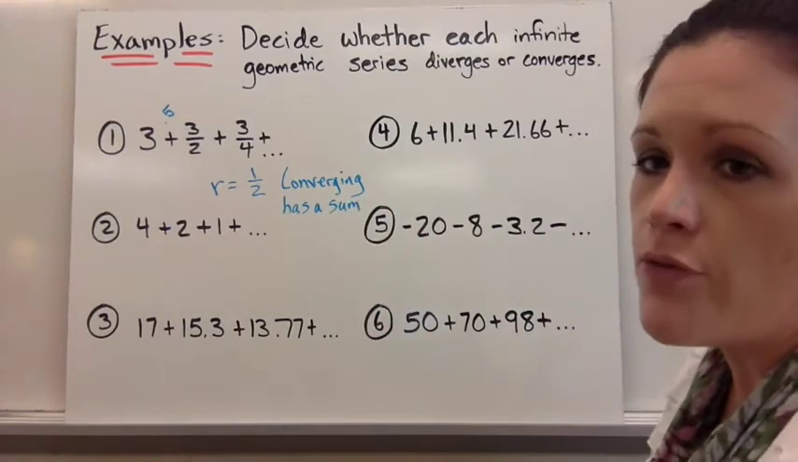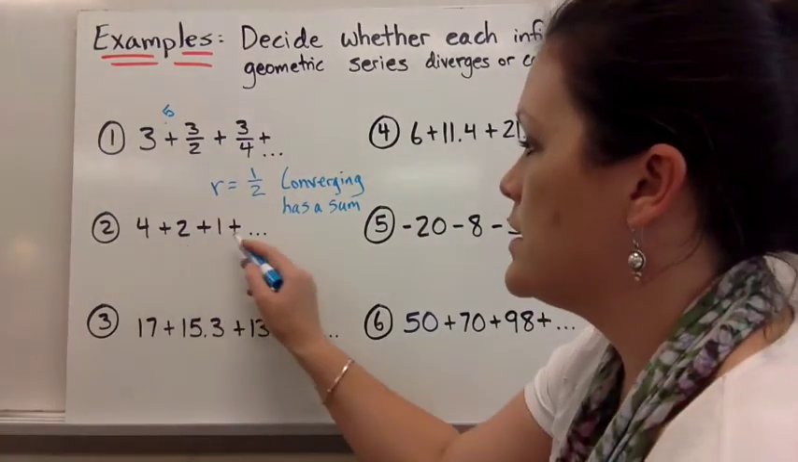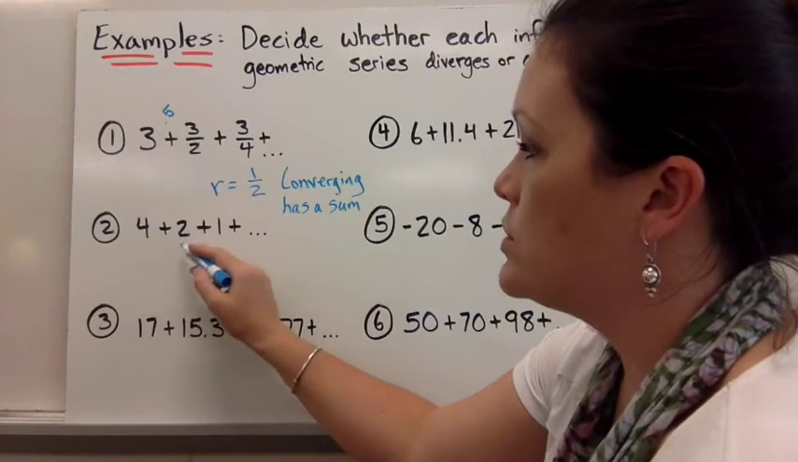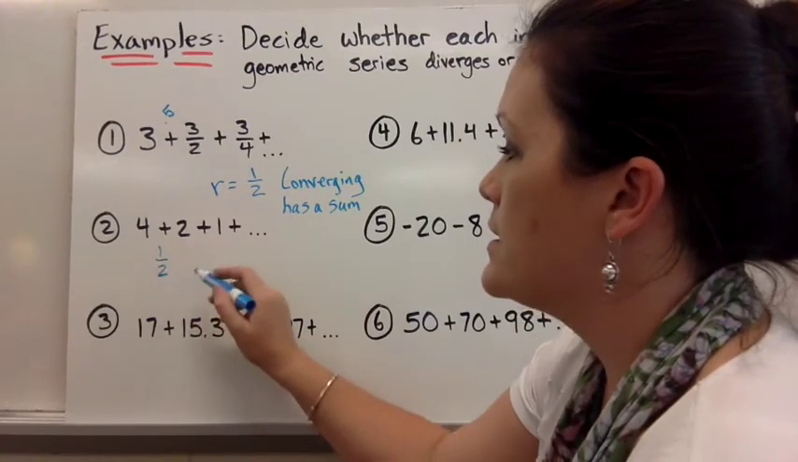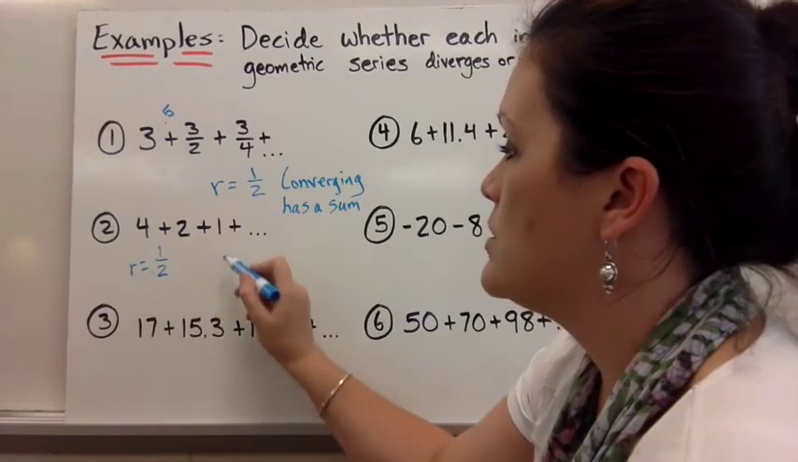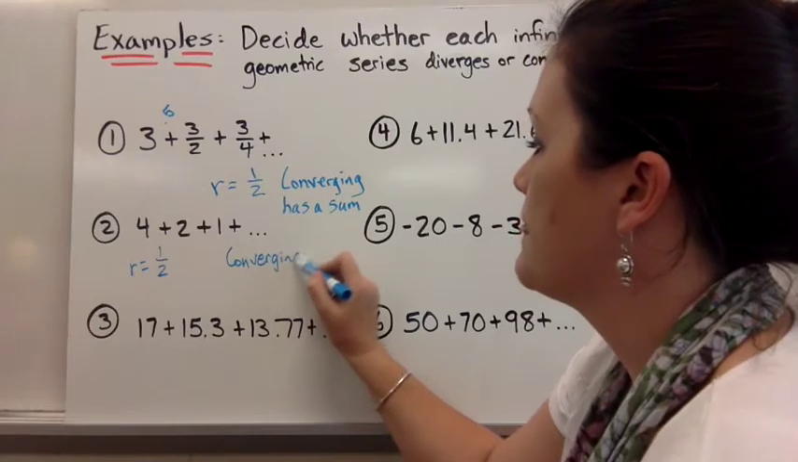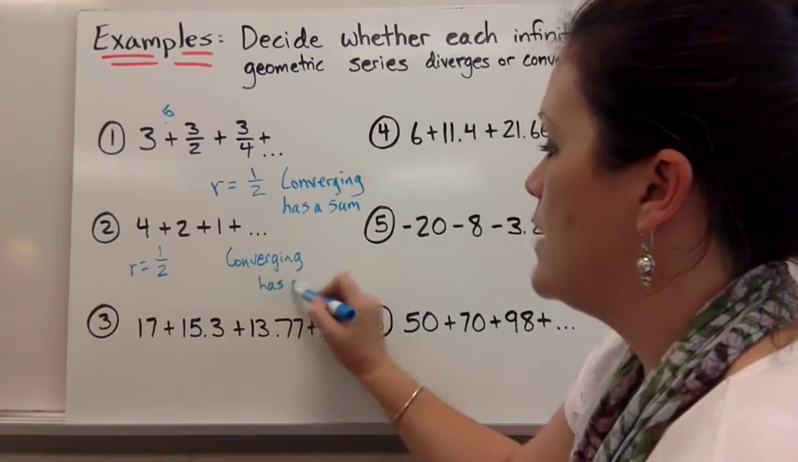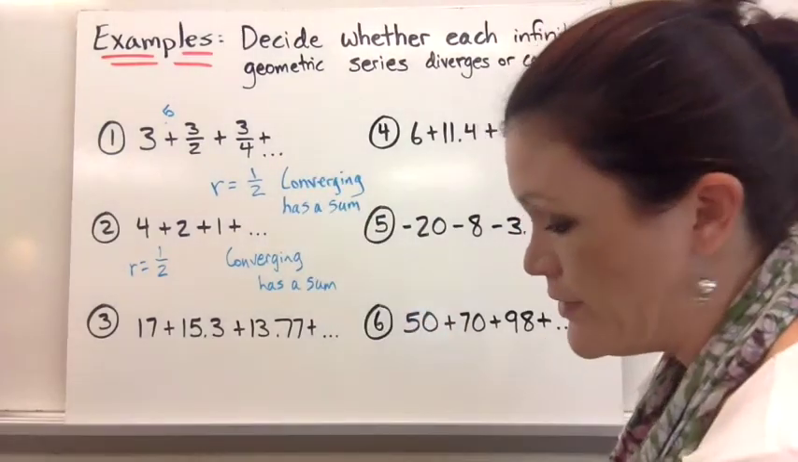All right, on to number 2. So you have 4 plus 2 plus 1, etc. So 4 down to 2 was multiplying by 1/2 again. It's getting smaller by 1/2. So the same thing would happen here. It's converging, and it also has a sum. But it looks a lot simpler than that one did. Notice how they're the same.